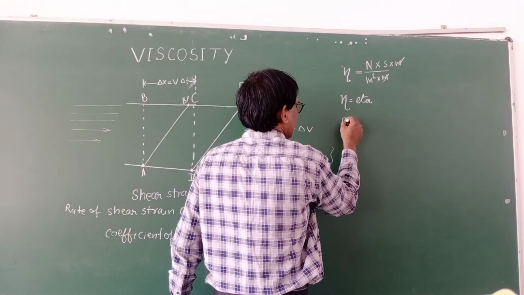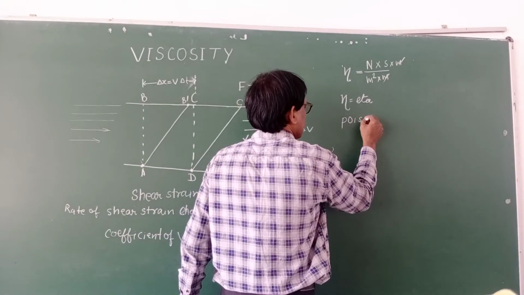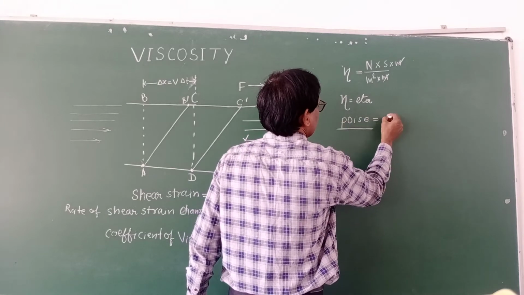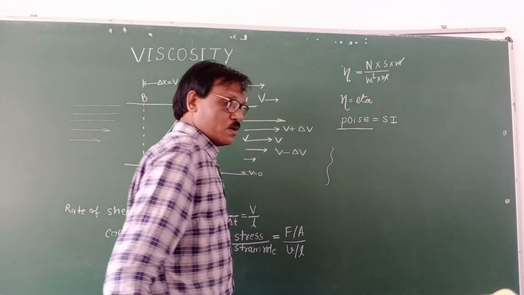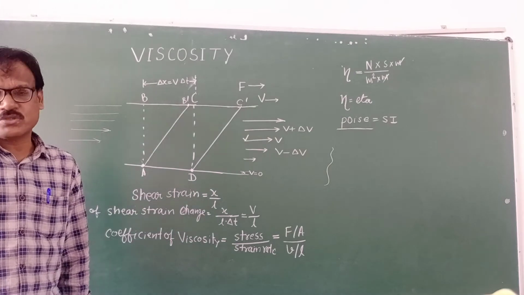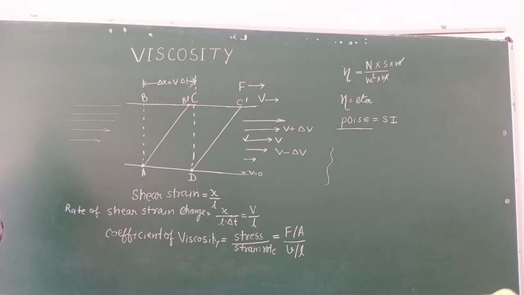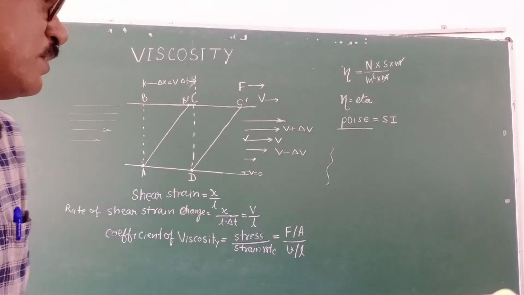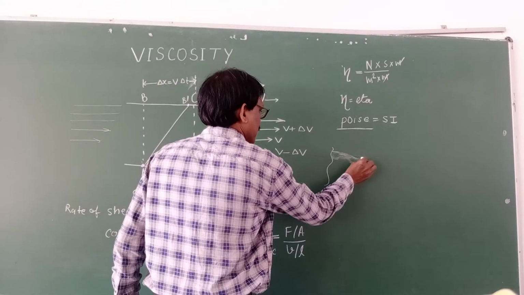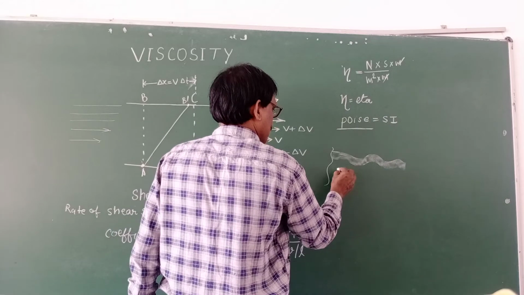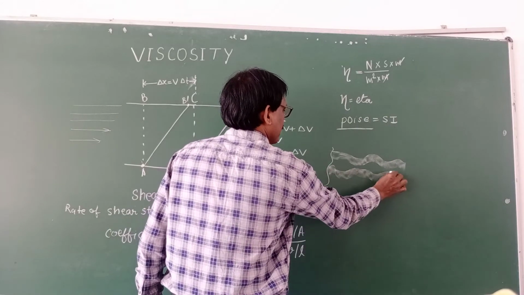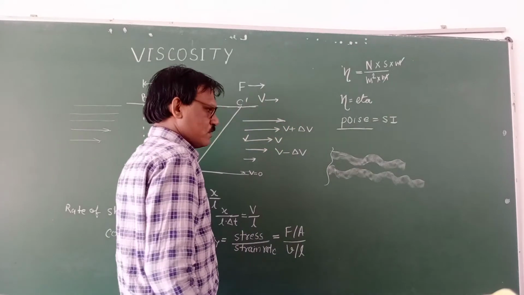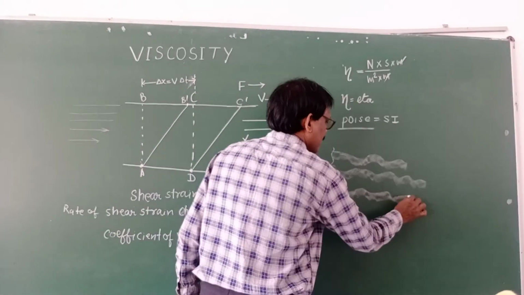It was given by Poisson. So P-O-I-S-E. Poise is the unit of viscosity. It is the force between the different layers of water, and we can say it is the thickness of the liquid. If you consider glycerin, it is very thick, so it will come to this. Water will travel more distance. Honey will travel some distance.